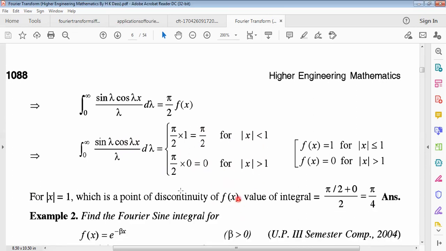Okay, so for absolute value of x equals 1, which is a point of discontinuity, you must know the function is discontinuous there, and so the value of the integral at the discontinuity is this value plus this value divided by 2. Okay, pi by 4.